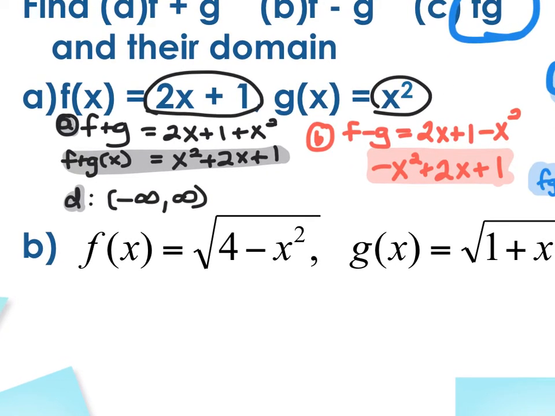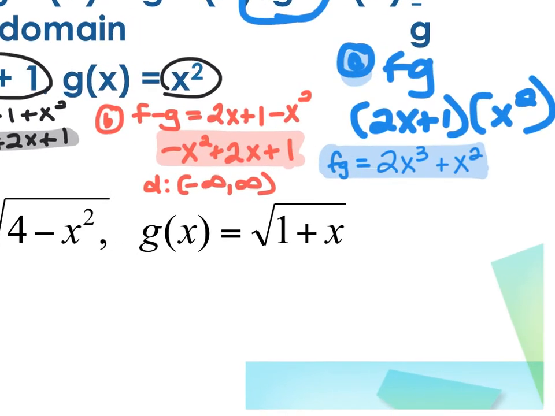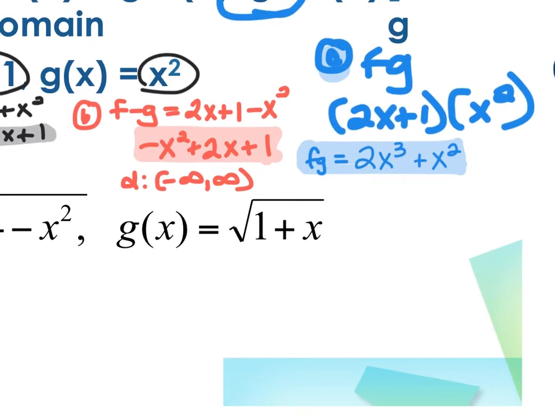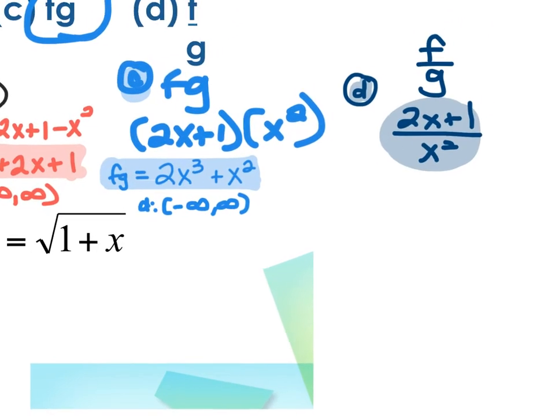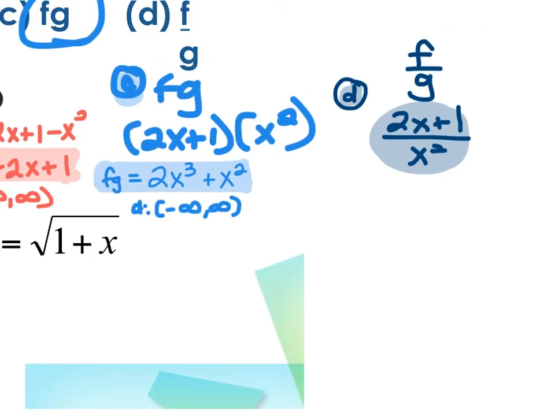How about for B? Is there a restriction? No. So domain, again, negative infinity to positive infinity. How about for C? Same, negative infinity to positive infinity. How about for D? Now there's a restriction, right? I can't have my denominator equal to 0, which means what? X can't be 0. So in words, it's all real numbers except for 0, and in interval notation, it's negative infinity to 0, union 0 to positive infinity.